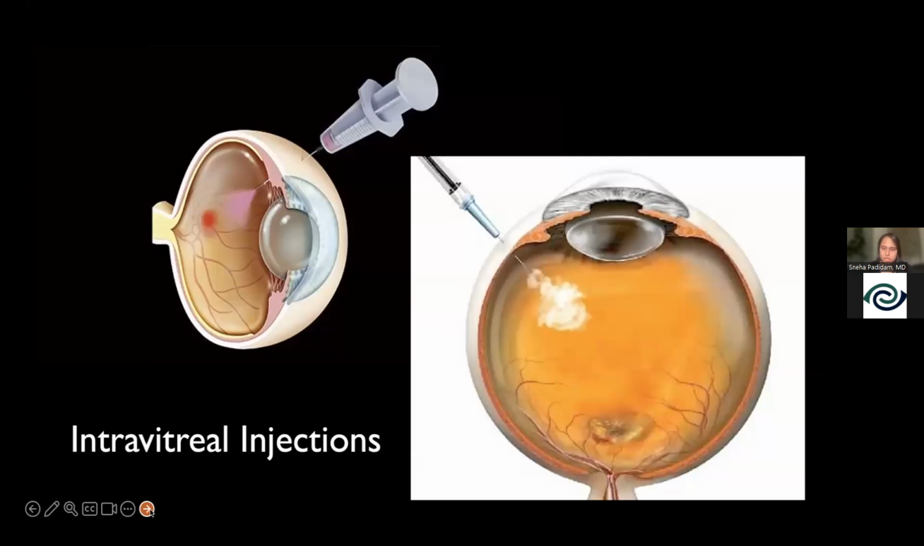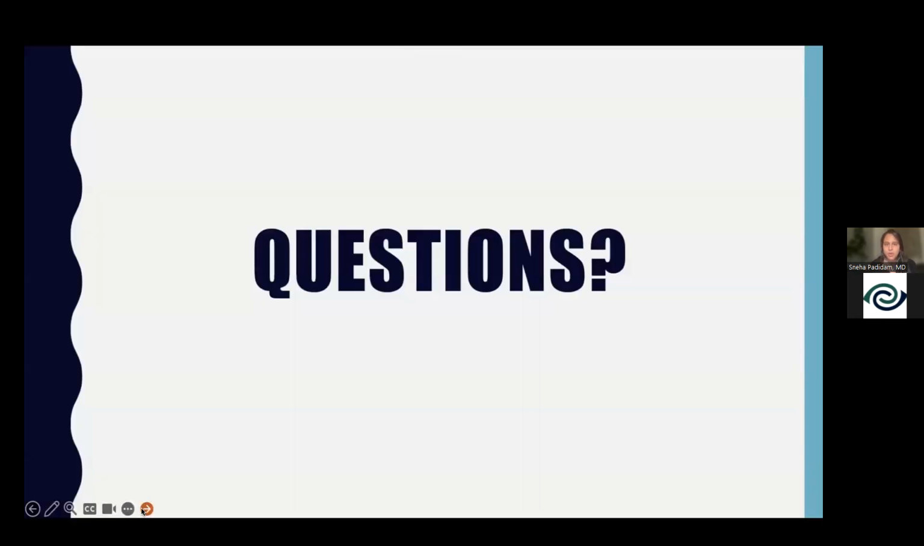This is an image of intravitreal injections. We inject it about 4 millimeters from the cornea into the vitreous cavity so it can get to where it needs to go. And any questions?